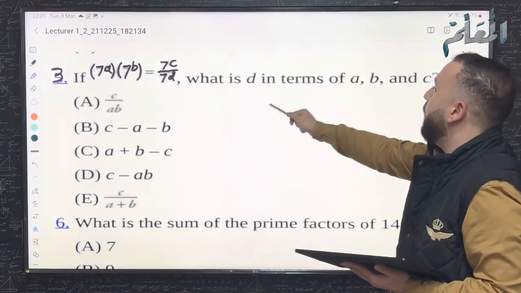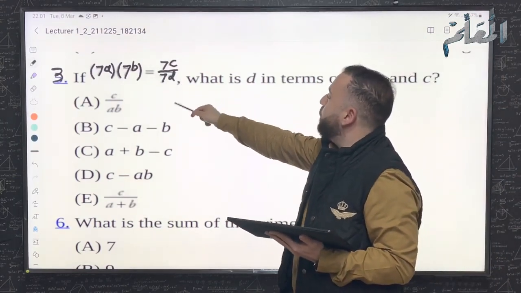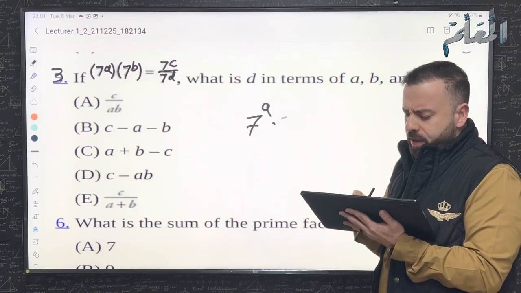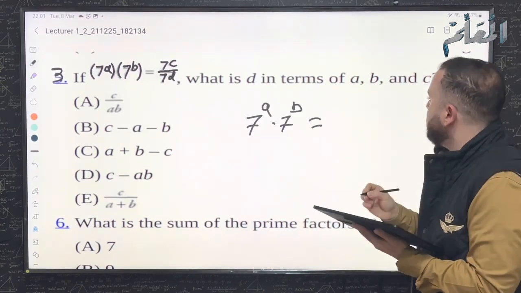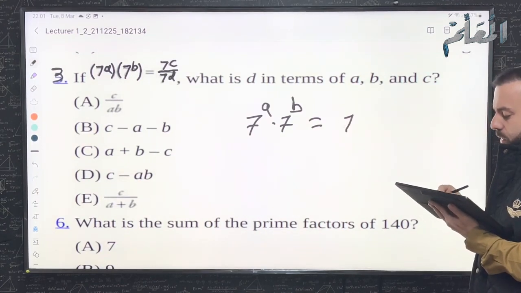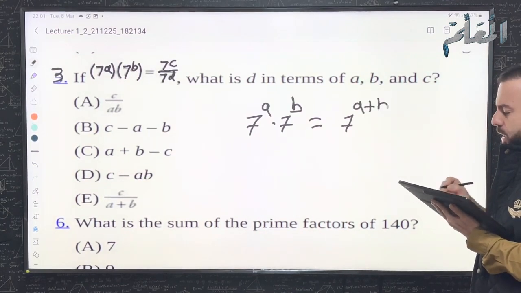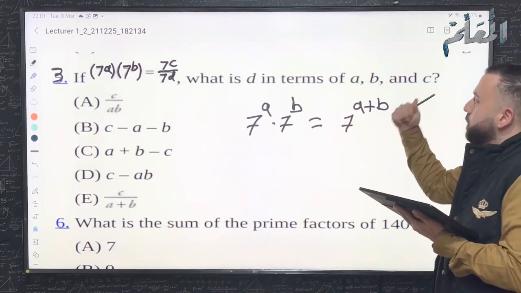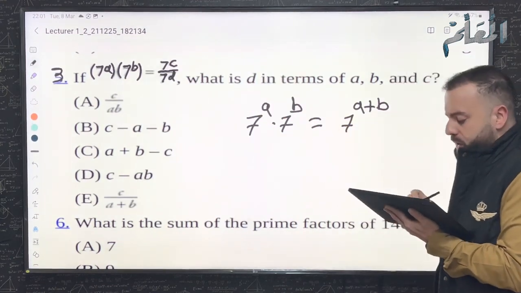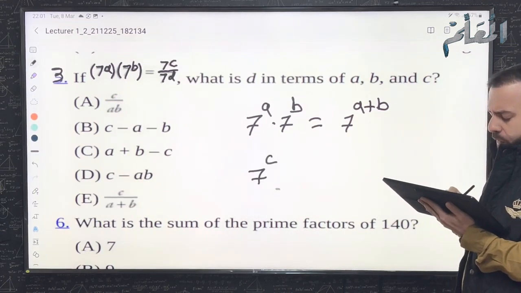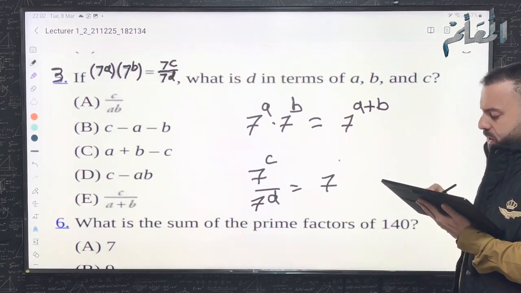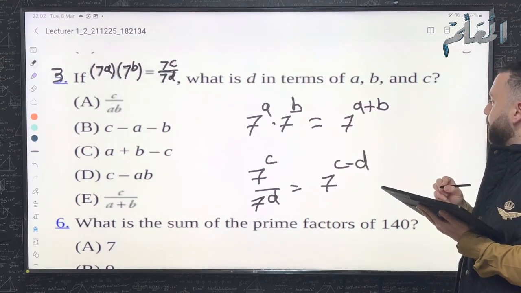So first step, 7 power a times 7 power b is going to be what? That's going to be 7 power a plus b. And on the other hand, 7 power c over 7 power d is going to be 7 power c minus d.